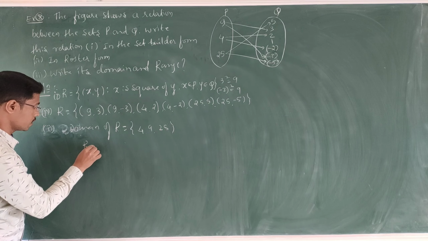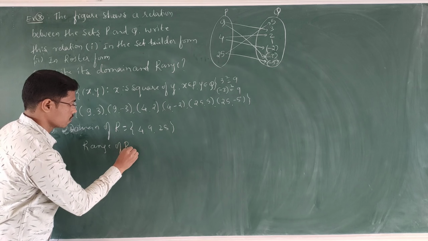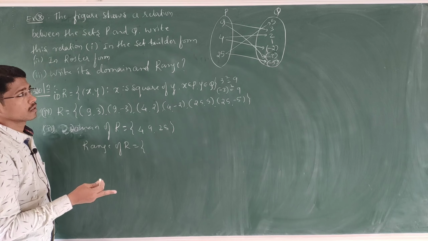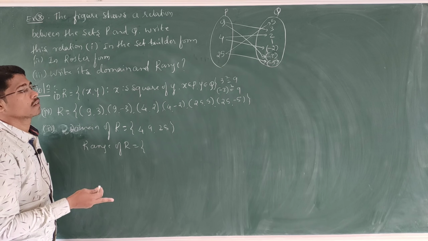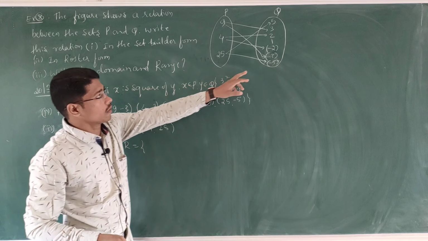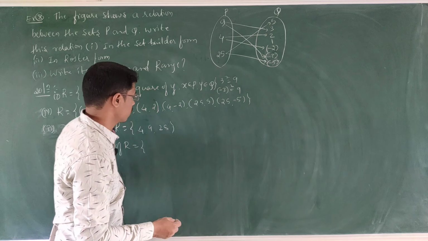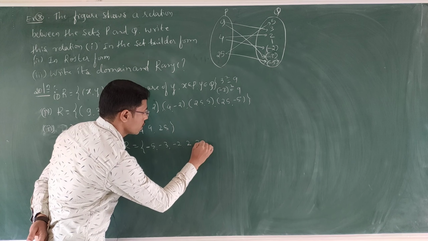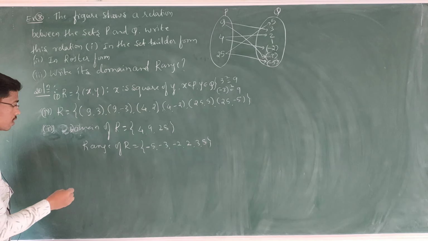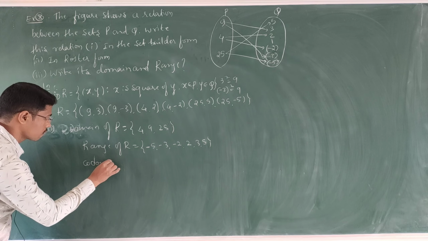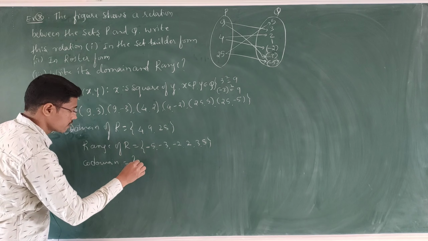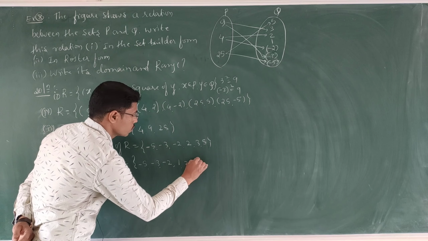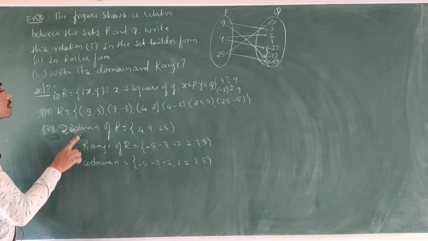Range of R is equal to, see, -2, -3, -5, then these are all -2, -3, -5, 2, 3, 5. So -5, -3, -2, 2, 3, 5. This is the range. And codomain is the complete set -5, -3, -2, 1, 2, 3, 5. This is the codomain of this relation.